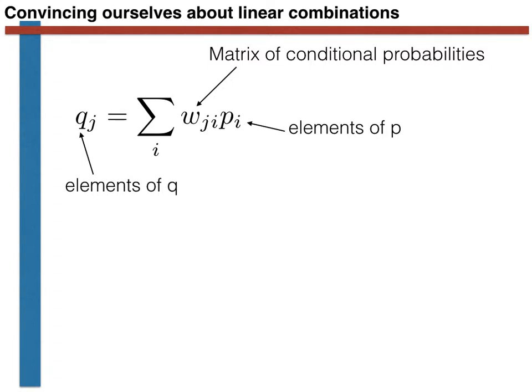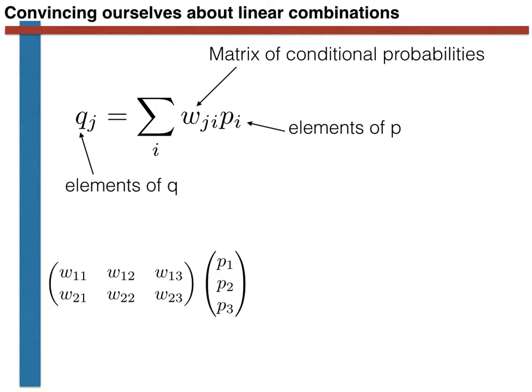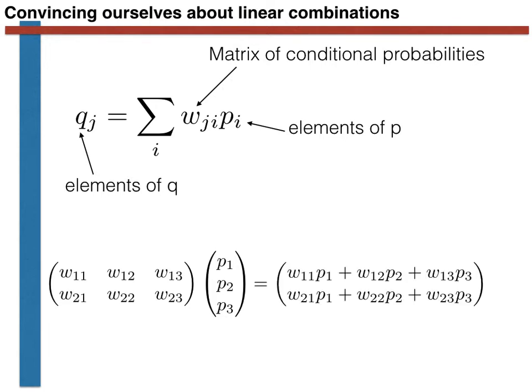Let's suppose that there are two possible outcomes in the sample space for Q and three possible outcomes in the sample space for P. W is thus a 3 by 2 matrix as shown here. Now, if we take the product of this 3 by 2 matrix with this column vector, we get the following new column vector for Q. Notice this only has dimension 2 in accordance with our requirements.